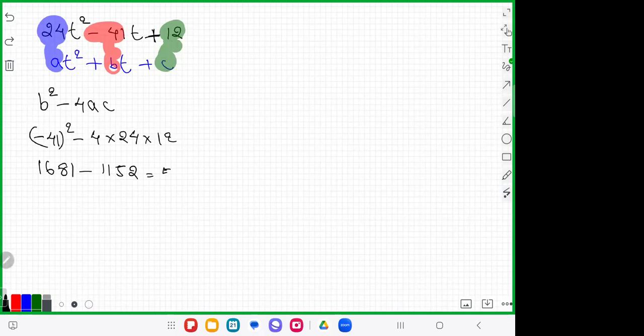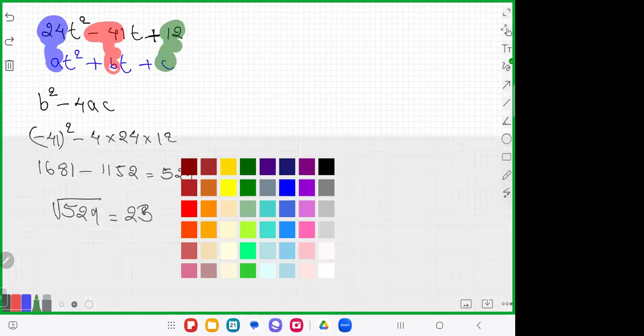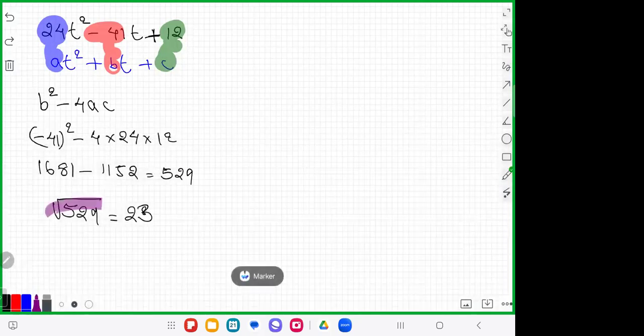The difference is 529, and 529 is a positive value, so there will be a factor for this one. Just to check, what is the root of 529? The root of 529 is equal to 23.